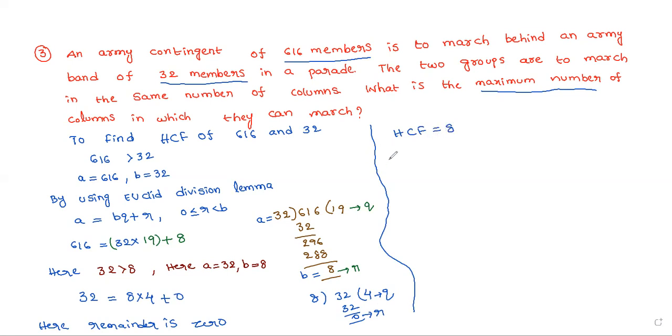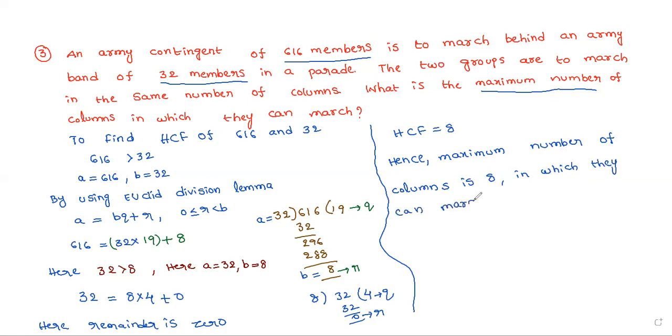So hence the maximum number of columns in which they can march is 8. Write down. Good. Next problem. Some important problems.